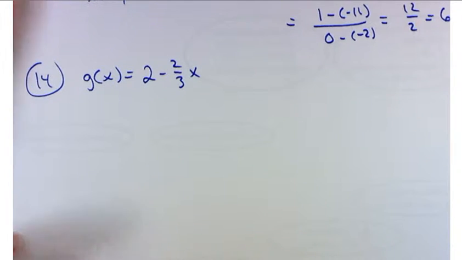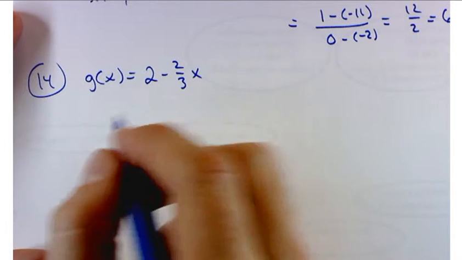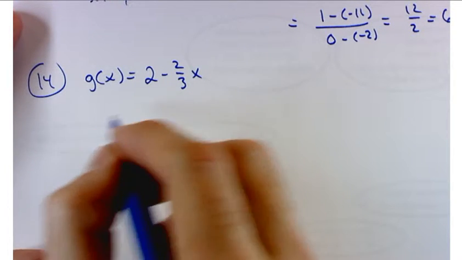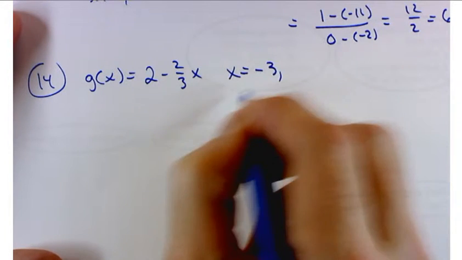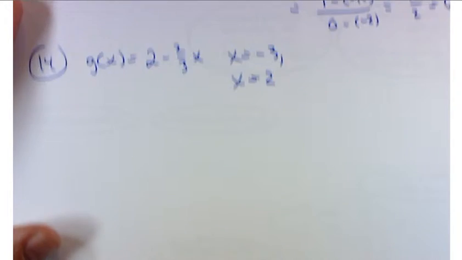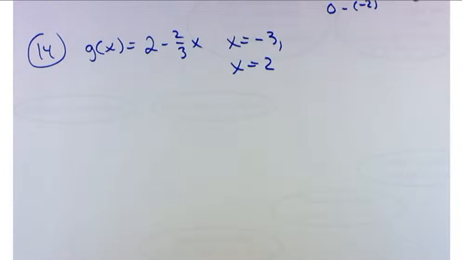So g of x is 2 minus 2/3 x. And I want to take a look at this at 2 points, at x equal -3 and x equal 2. So I want to find the average rate of change of the function for those 2 points.